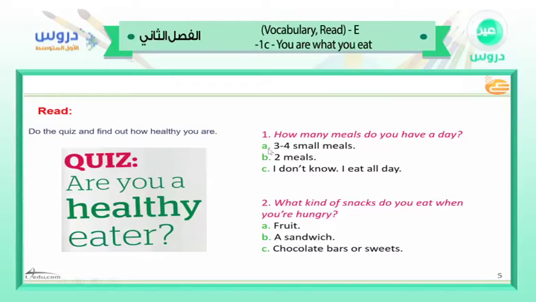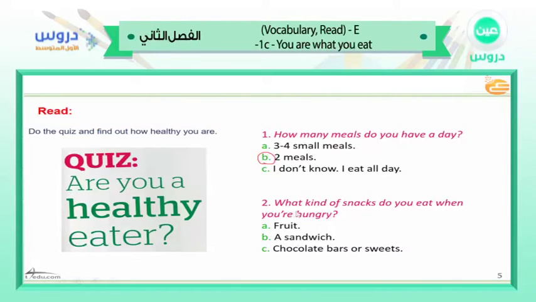So what about you? What do you think? How many meals do you have a day? 3 to 4, 2, or I don't know. Very nice. I will write my answer in front of you and we will see them at the end, okay? For me, I eat 2 meals a day. Number 2.